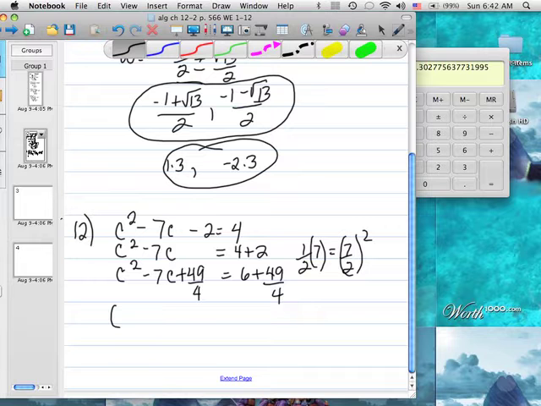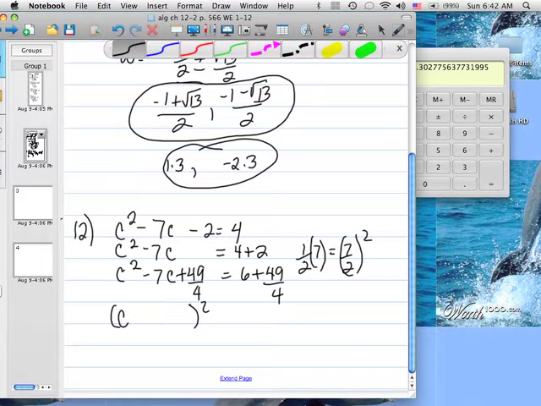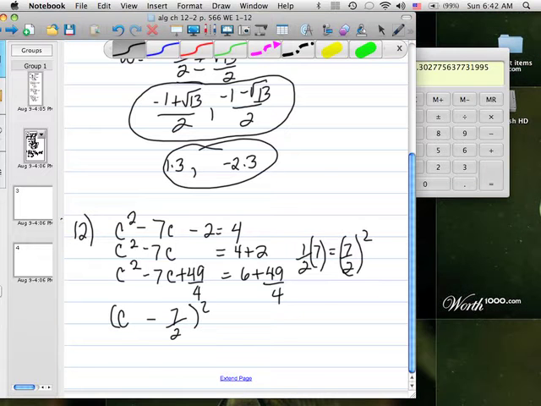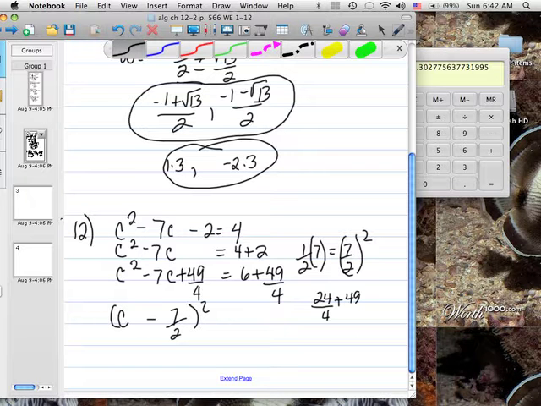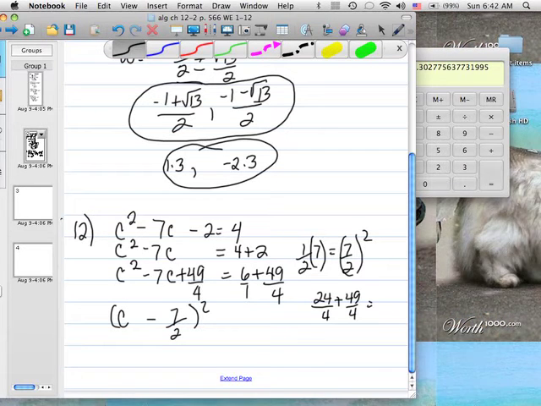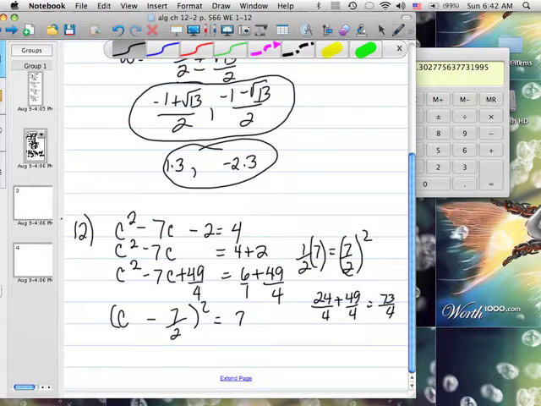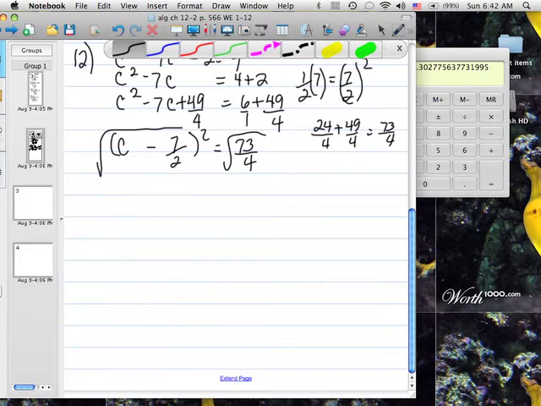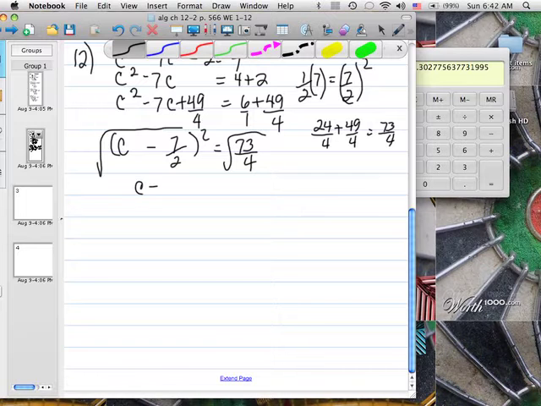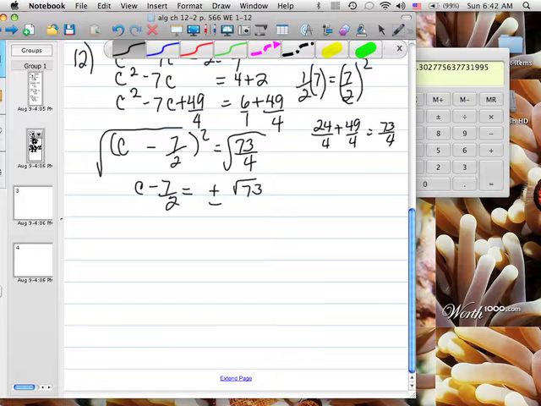So we get square root of c squared is c, and the square root of 49/4 is 7 halves, and it's minus. And 6 is 24/4 plus 49/4, so that gives us 73/4. So we take the square root of both sides, and we get c minus 7 halves equals plus or minus the square root of 73 over 4, and the square root of 4 is 2, so we can just leave that as 2.